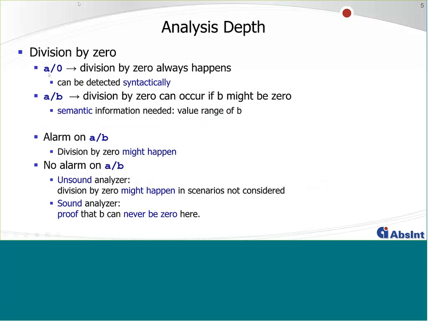This is illustrated here on a simple case. Let's say we want to look for division by 0. If you have a by 0, trivial, you can detect this syntactically. It's more difficult when you see a by b, because then you have to reason about the semantics. Can b be 0 at this point of the program? And when you have a semantic analyzer and it reports an alarm on a by b, it always means division by 0 might happen there, or not. If there is no alarm on a by b, then it gets interesting, because if you have an unsound analyzer, it still means that you could have a division by 0 there, which the tool just didn't detect. If you have a sound analyzer, it's proof that b can never be 0 at this point. So that's a much stronger property.